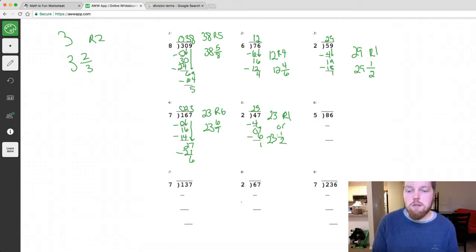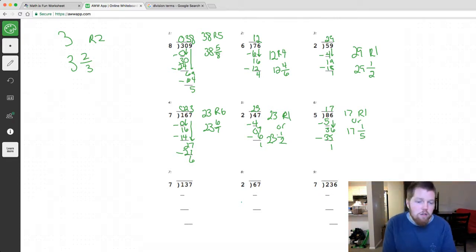Can 5 go into 8? Yes. How many times? Once. 5 times 1 is 5. We'll do our subtraction. 8 minus 5 is 3. Bring down our next place value. How many times can 5 go into 36? 7 times 5 is 35. 1. So 17 remainder 1, or 17 and 1 over 5. 17 and 1/5. It's a mixed number.